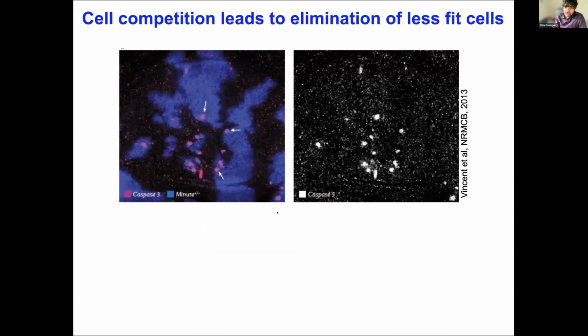Cell competition was first identified in developmental biology studies back in the 70s. It was initially identified in Minute heterozygous flies, flies where ribosome synthesis was affected. If these Minute clones, shown in blue here, are in contact with wild-type cells, they get killed. They get eliminated, and in red you see cells that are dying, which we call apoptosis, and apoptosis occurs at the interface between the normal cells and these Minute clones.